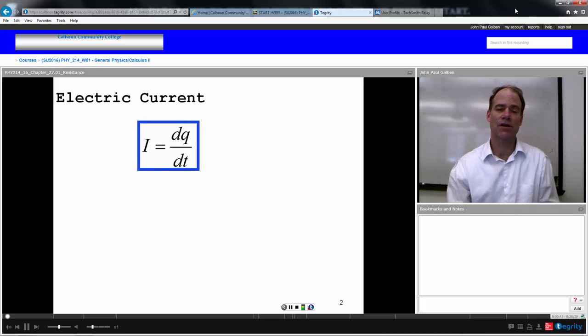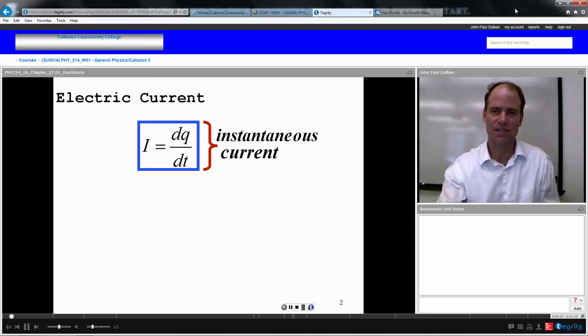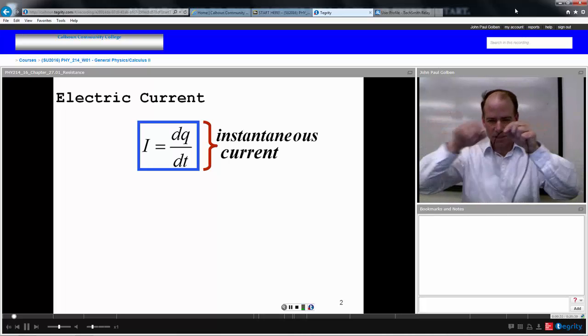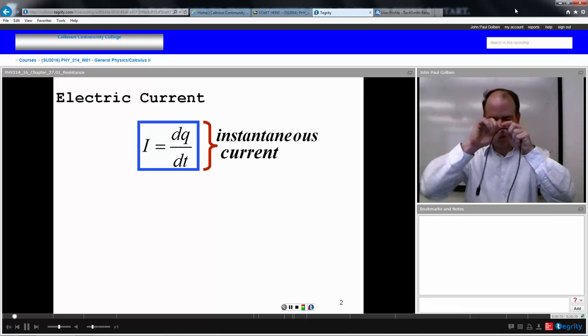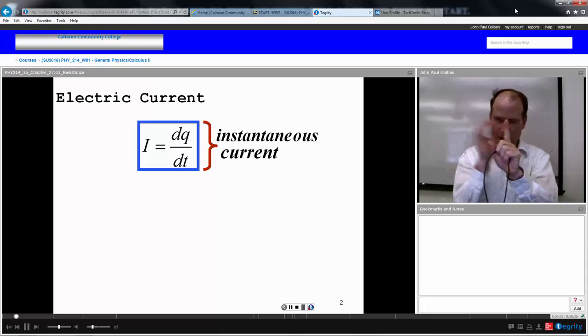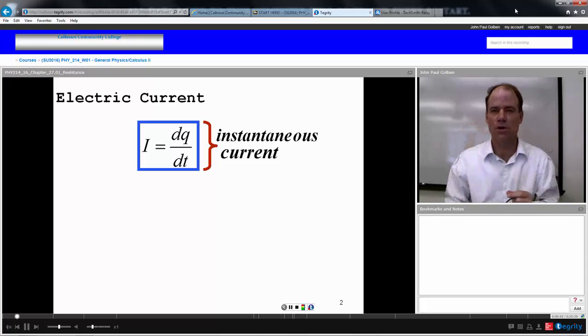We define current, which we designate by I, as being the infinitesimal amount of charge that passes a point in an infinitesimal amount of time. That would be instantaneous current. So to think about that, if I had a wire here, I would focus in on one point and watch the charge go by and count how much charge went by that one point per time. And that would be what I define as current.